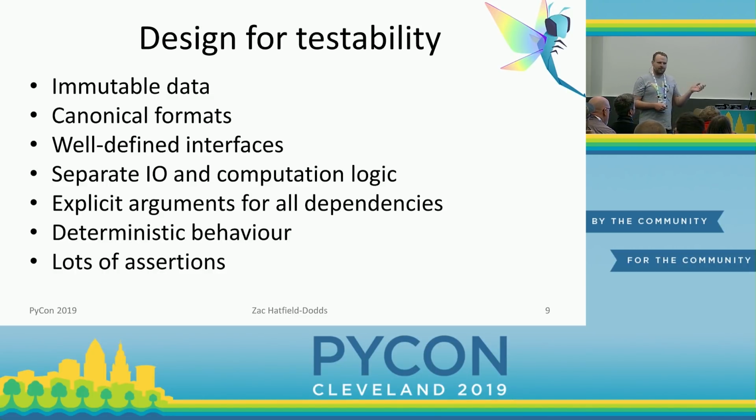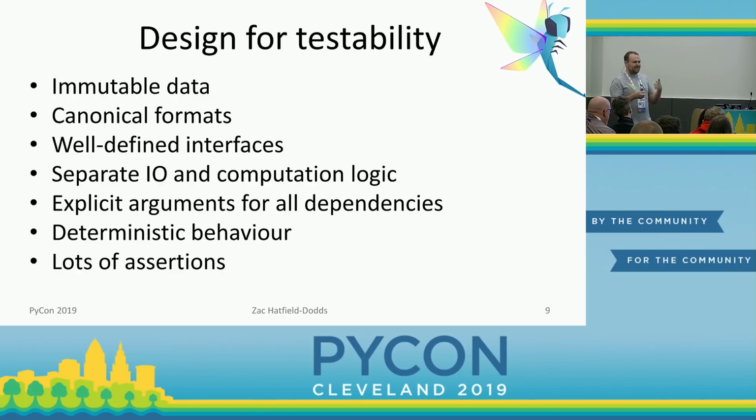You can use canonical formats where there's only one way to represent any given bit of data. And this means that when you compare stuff, if they compare not equal, you know that they're semantically not equal. If there are multiple ways to represent the same data, if something compares equal, yay, you know it's the same. If it compares unequal, it still might be the same. And so disambiguating that can really help you when it comes to testing things.